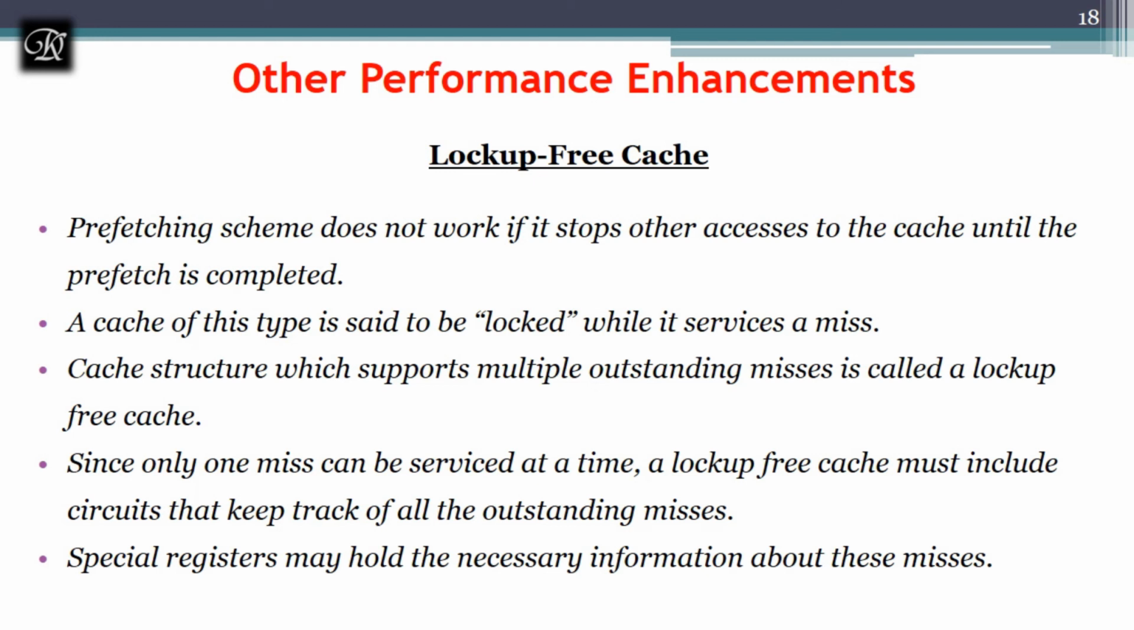A lockup free cache must include a circuit that keeps track of all the outstanding misses. It has to keep track of all the requests, and only one request will be served at a given time, which is the job of the lockup free cache. A special register may hold the necessary information about these misses. We may need some special instructions, which run the special register hardware, to handle this lockup free cache.